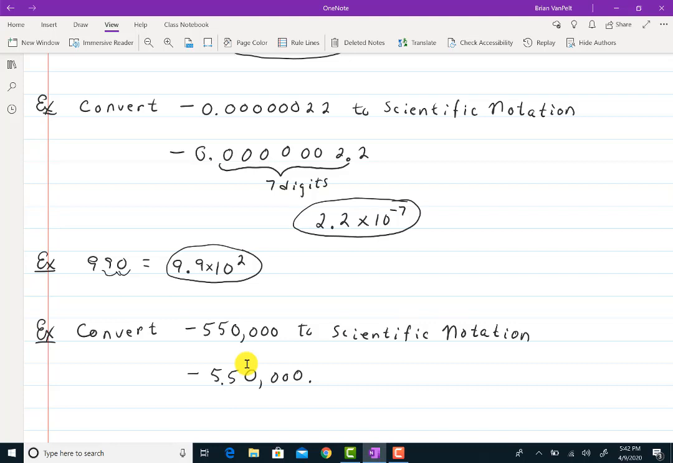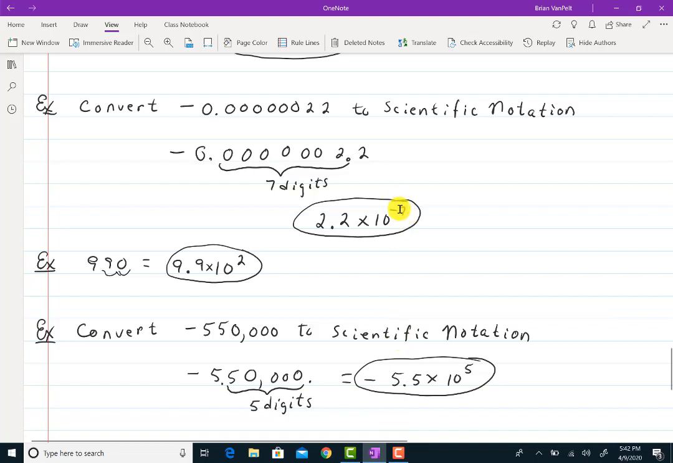Let me fix that. So how many digits does this encompass? We've got 1, 2, 3, 4, 5. It's got a total of 5 digits. And since I had to move the decimal to the left, we're going to get 5.5 times 10 to the positive 5. So one thing to keep in mind, to keep track of yourself, is negative exponents mean tiny numbers. Positive exponents mean big numbers.